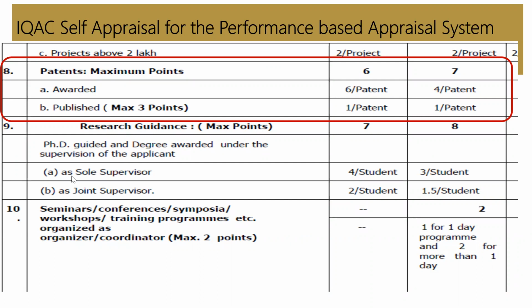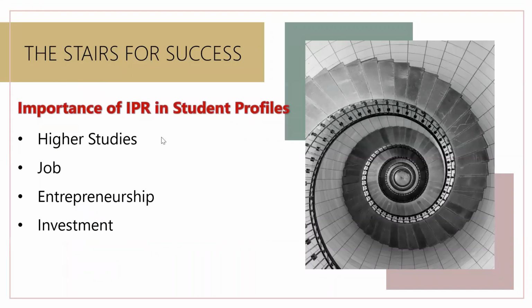Also, if you have a patent, you can show the recruiter that you have the caliber to do innovative things. So patents and copyrights are things you can add to your profile, so that you get a good chance if you wish to go for higher studies or get a good job. Also, if you want to be an entrepreneur, this will help you start a startup, and it can also help you use it as an investment.